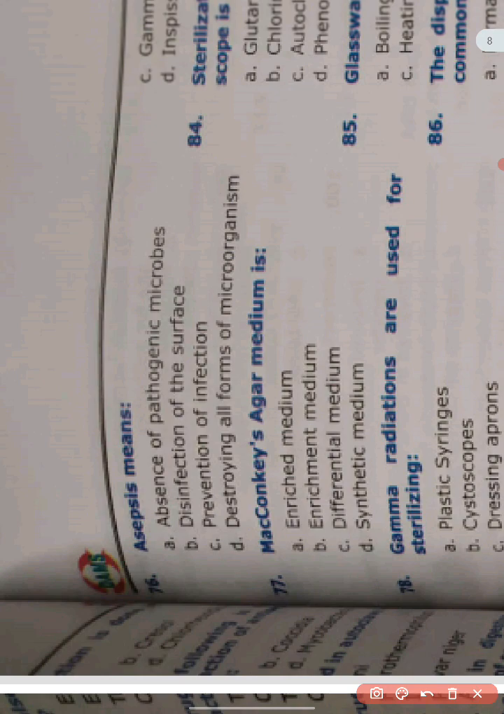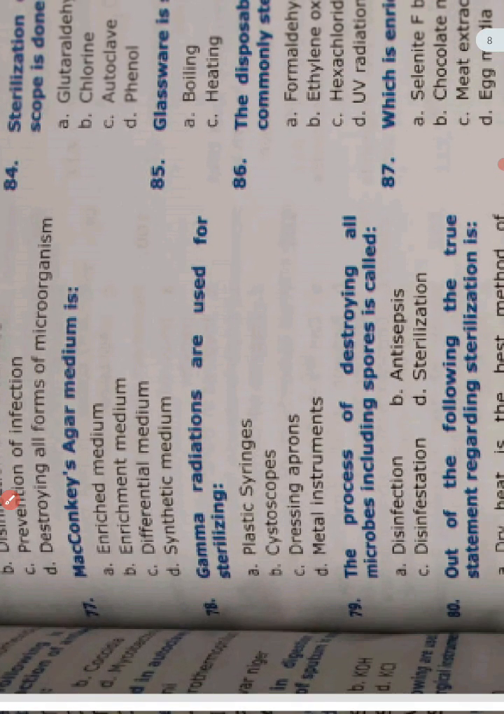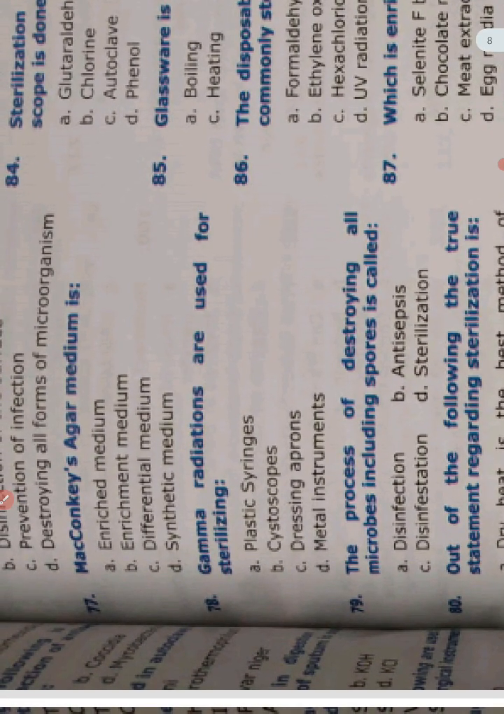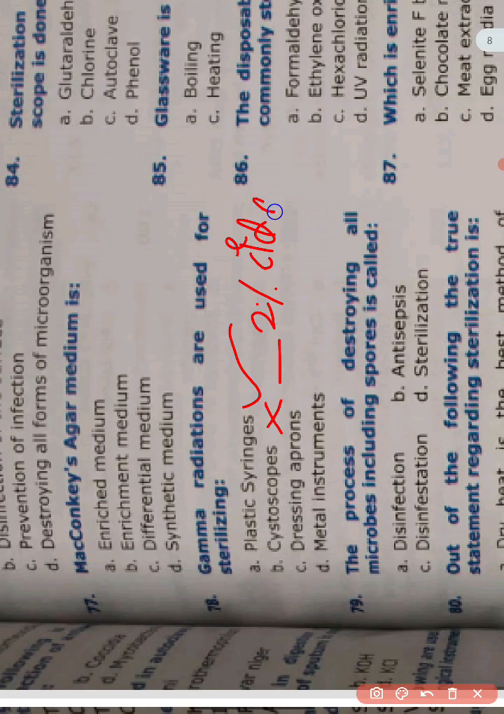Now let's see the 78th question. Gamma radiation is used for sterilizing what? Just now we studied, no? It is used for sterilizing plastic syringes. Not for cystoscopes, no. For cystoscopes, you use 2% Cidex. For dressing aprons, you can do autoclaving. Metal instruments, hot air oven or autoclave.